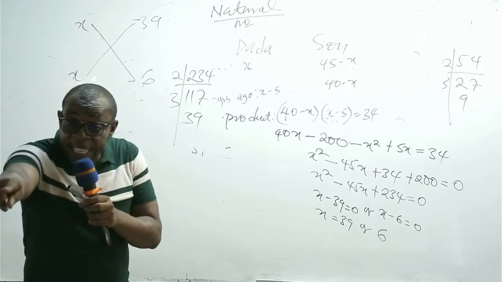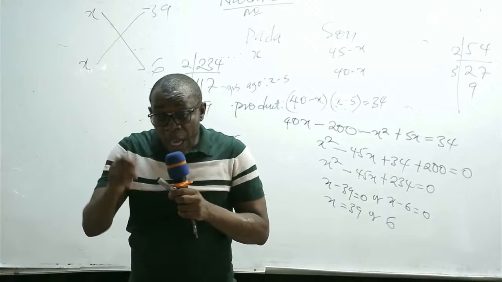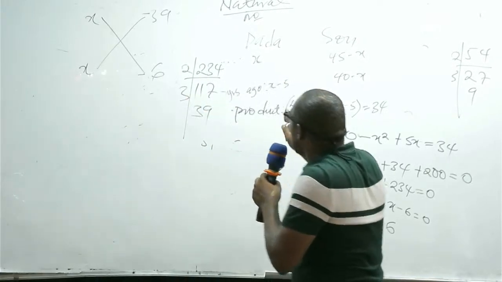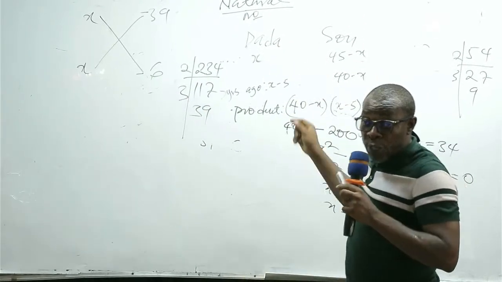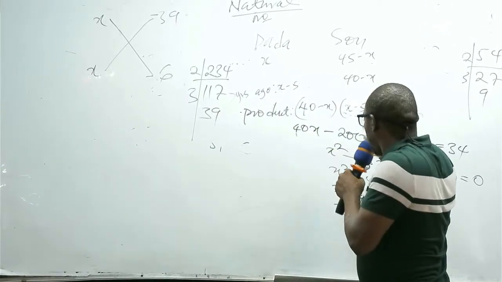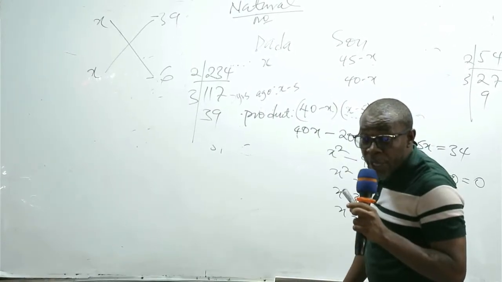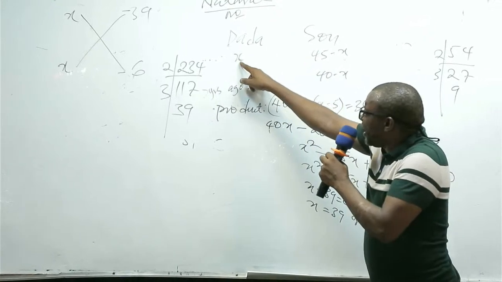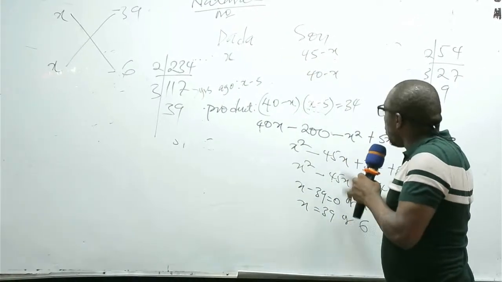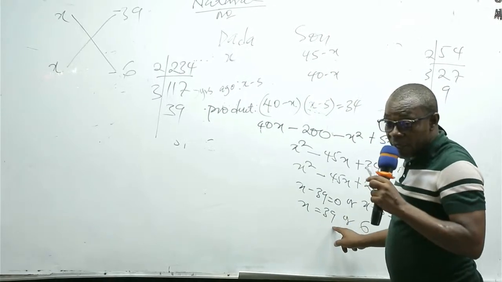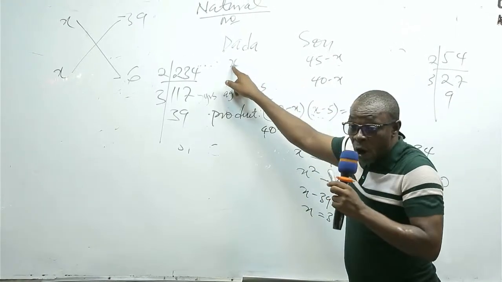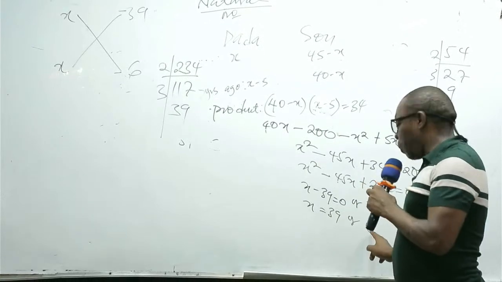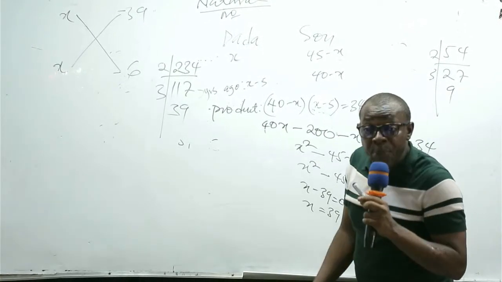Now, for that girl, are you with me? I want you to understand one thing. If we go through the other way, don't forget we are not using common sense. If I go through the other way, it will still go. Are you with me? In the sense that when x is who? 39. Then 45 minus x will be 45 minus what? But x here cannot be what? 6. Are you with me? Then if you go through the other way, you see that your x will be what now? 6. Do you understand my point?